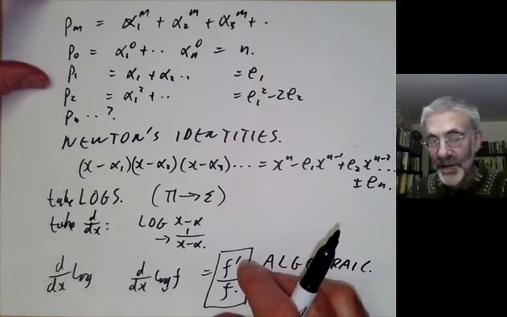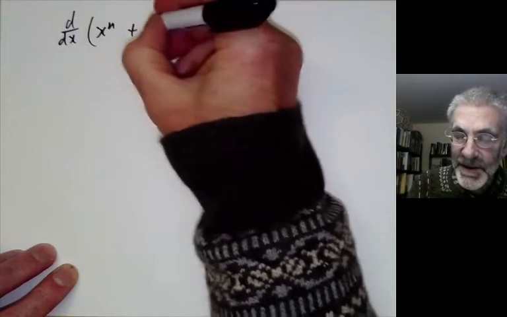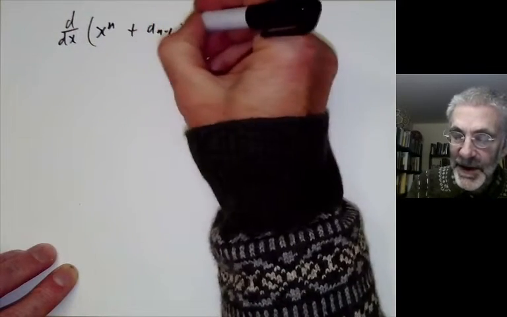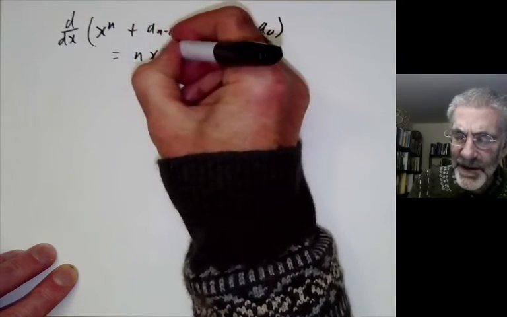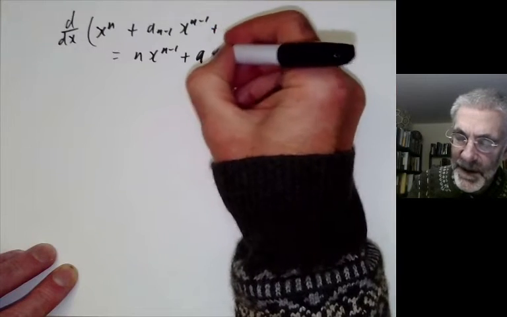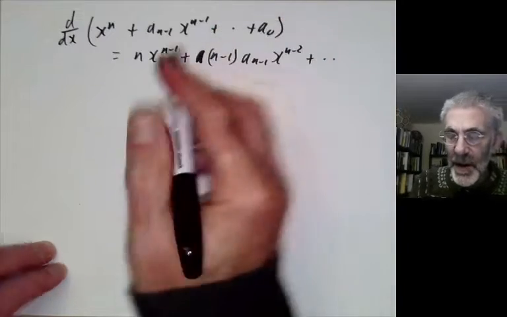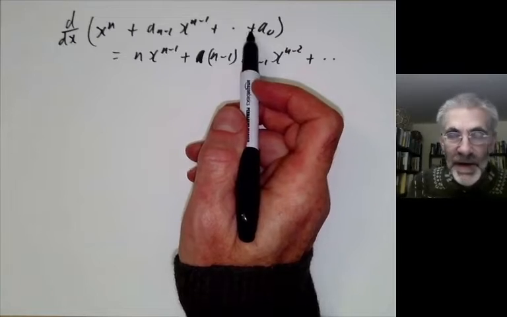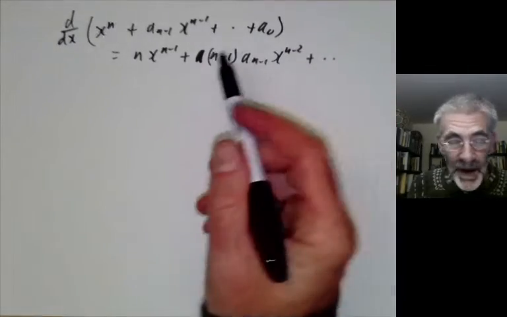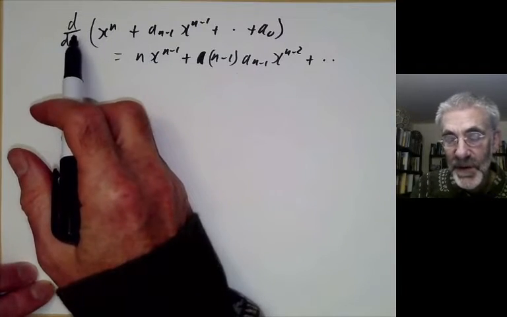that we can define the derivative of any polynomial just by saying the derivative of x to the n plus a n minus 1 x to the n minus 1 and so on plus a 0, we can just define it to be n x to the n minus 1 plus (n minus 1) a n minus 1 x to the n minus 2 and so on. So this gives you a perfectly good definition of the derivative that works over any field whatsoever, even if it's characteristic p or whatever. And you can check that most of the usual properties of derivatives hold.